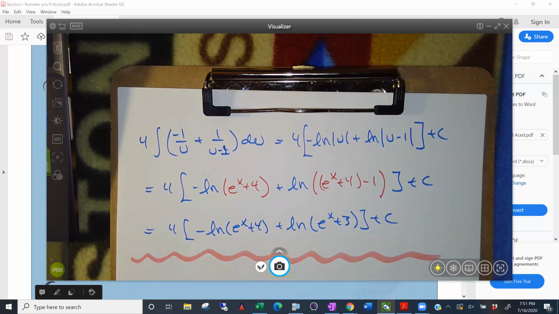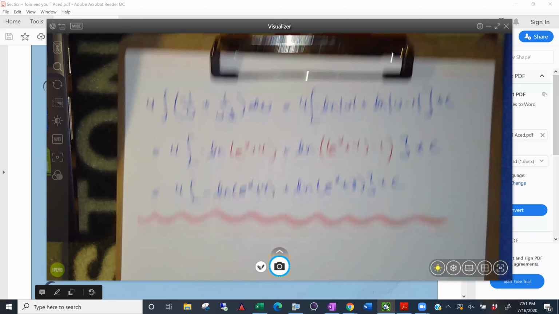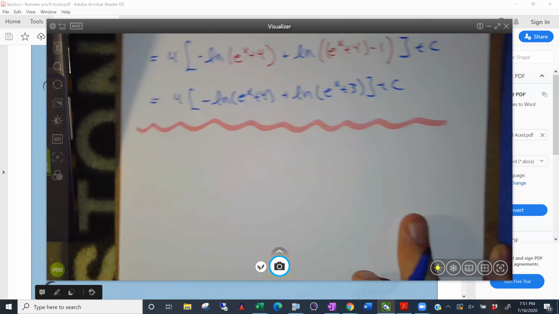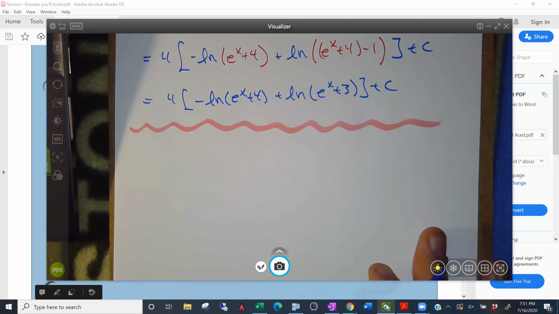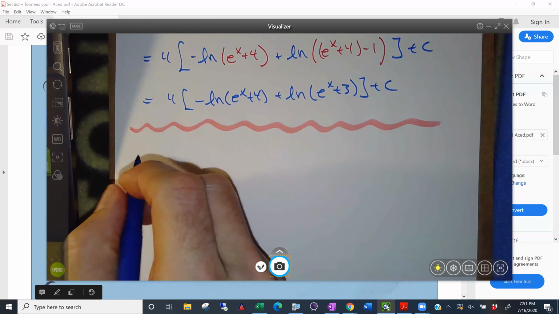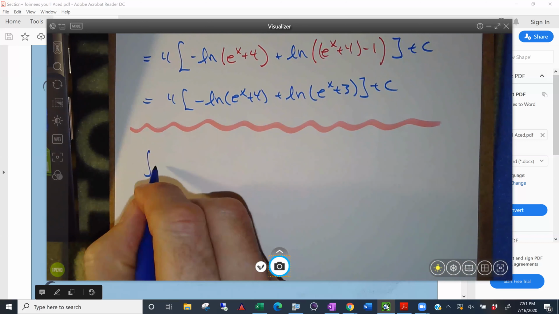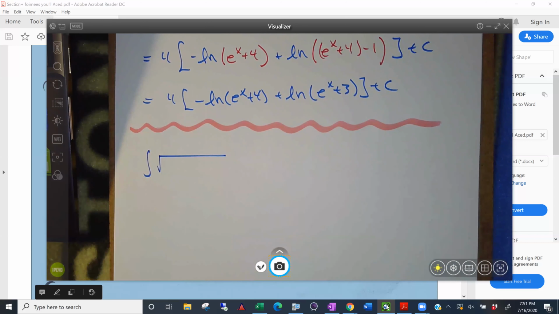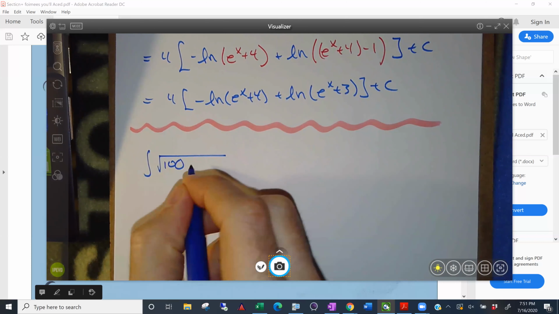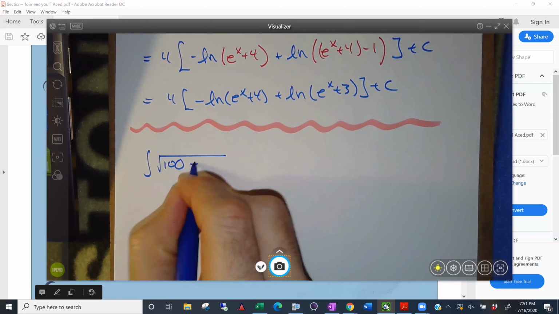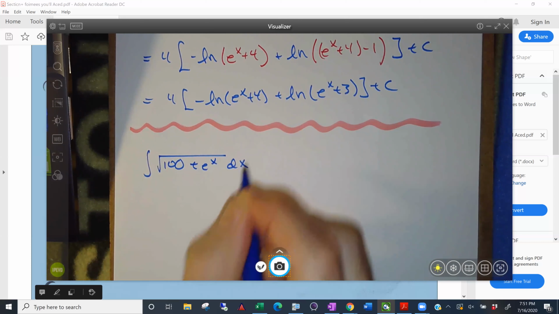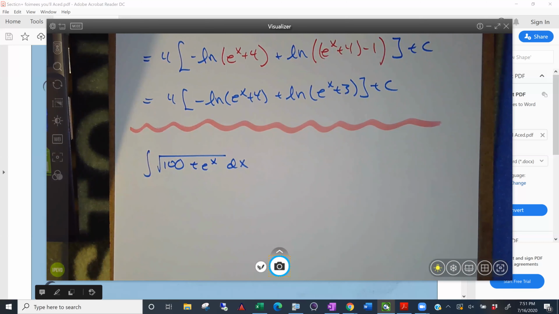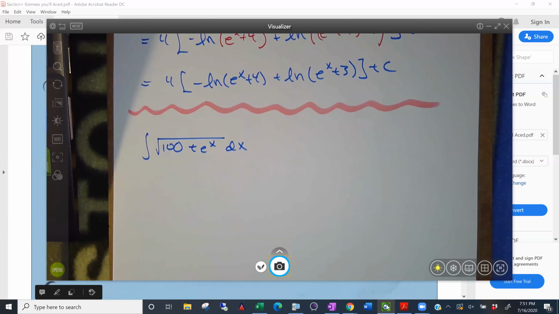Let's separate this. Hope you're hanging in there. These are tough. There's no doubt about it. So the integral of square root of 100 plus e to the x dx. And boy, this just looks like nothing. Looks like a big, big mess.